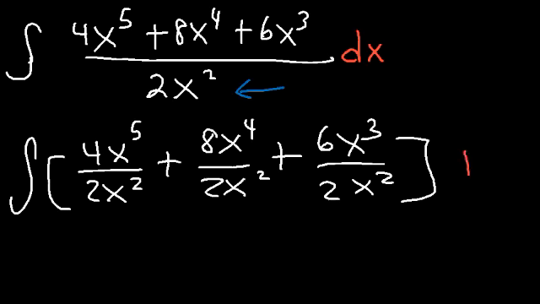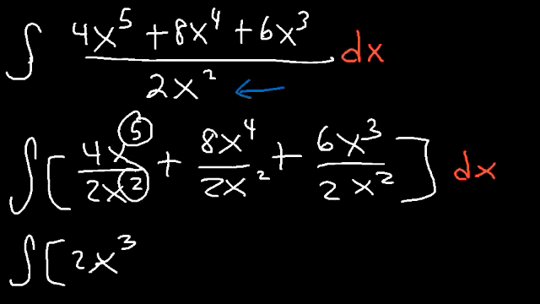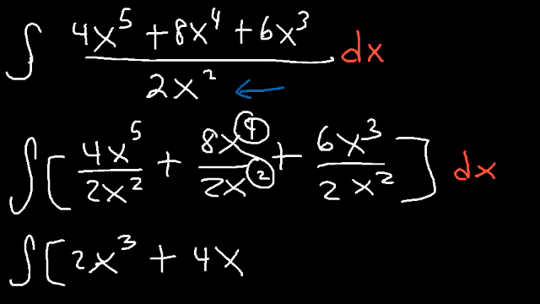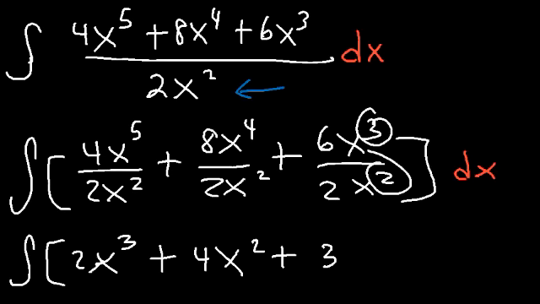Now, before you integrate it, reduce it. So what's 4x to the 5th power divided by 2x squared? 4 divided by 2 is 2, and x to the 5th divided by x squared is x cubed. Whenever you divide by a common base, subtract the exponents. 5 minus 2 is 3. Now 8 divided by 2 is 4, and 4 minus 2 is 2. 6 divided by 2 is 3, and 3 minus 2 is 1. So this is the same expression in its reduced form.